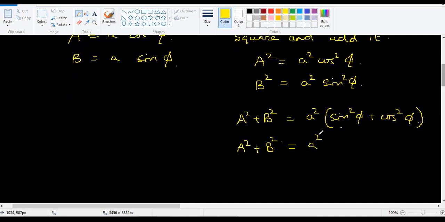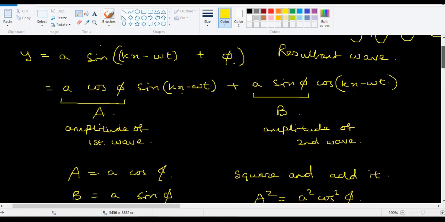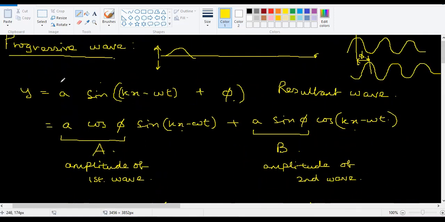If you're wondering what the use of doing this is, if I want A, I can take the square root of A squared plus B squared. What does that mean? A is the amplitude of the resultant wave. So take it down: A is the amplitude of the resultant wave.